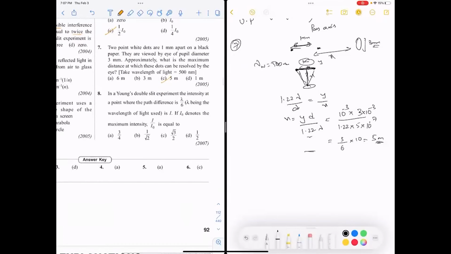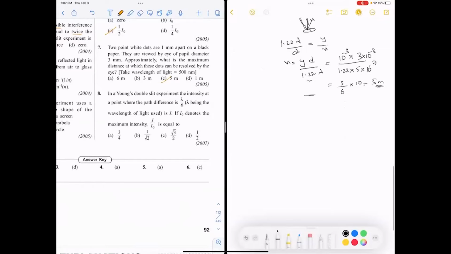Eighth one, in a Young's double slit experiment, the intensity at a point where the path difference is lambda by 6 is I. If I naught denotes the maximum intensity. So, eighth question, lambda by 6. How to do this? If path difference is lambda, what is the phase difference? 2 pi. Path difference is lambda by 6. What is the phase difference? 2 pi by 6 or pi by 3.